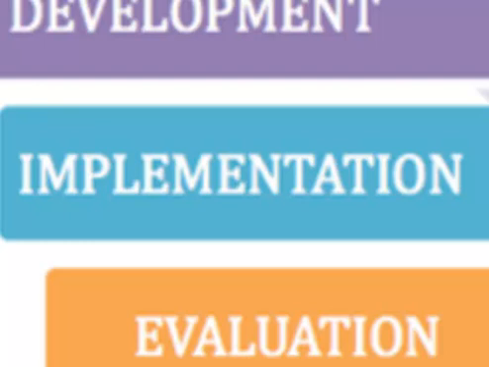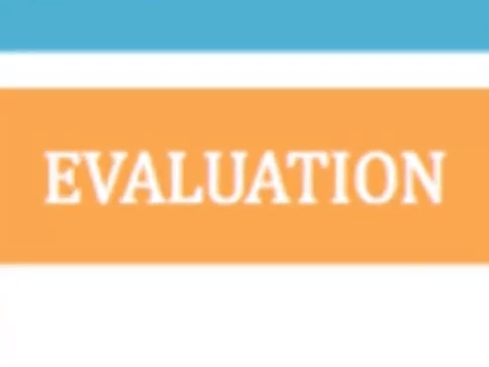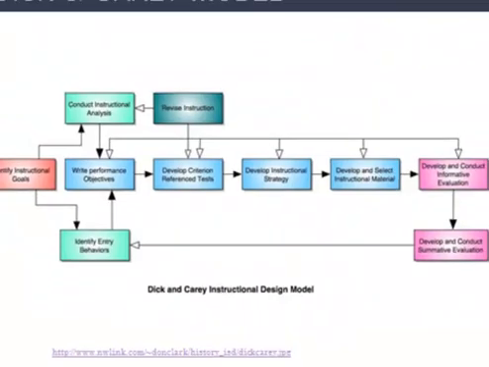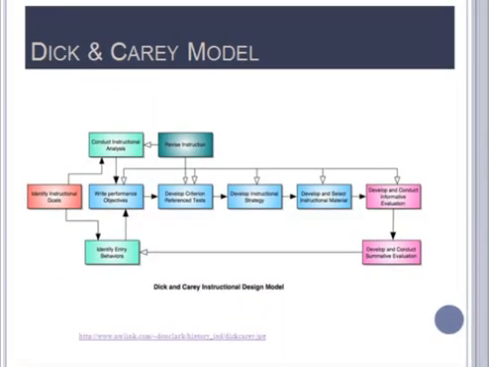Implementation. Initiate instruction and ask for feedback early on. Evaluation. Evaluate whether or not students achieved expected learning outcomes and revise lesson as needed. The different stages of the Dick and Carey model can be combined into 5 major steps.